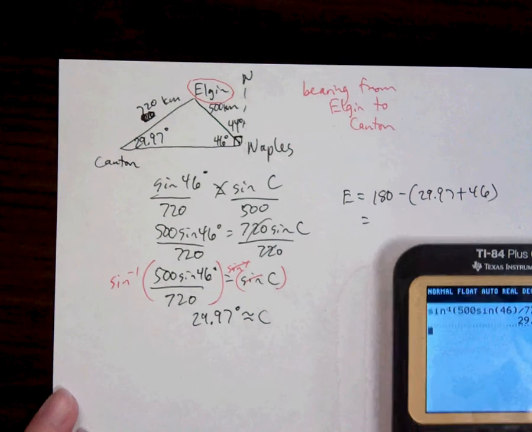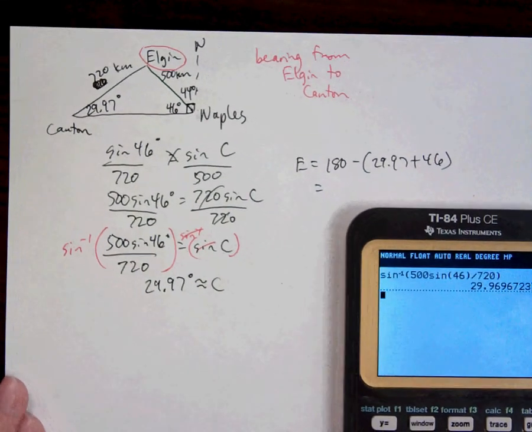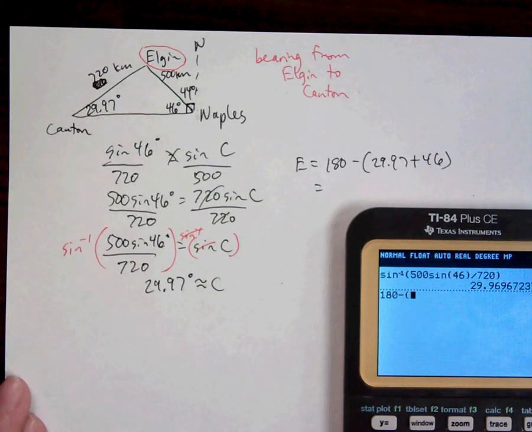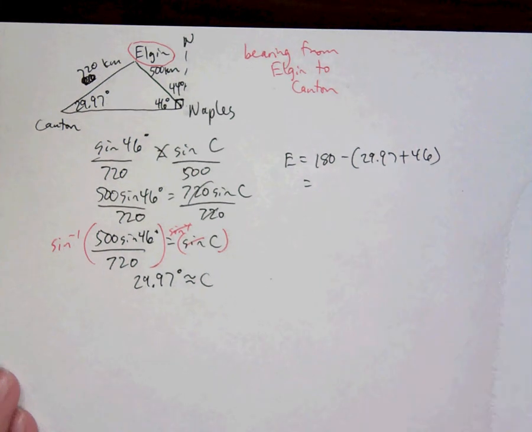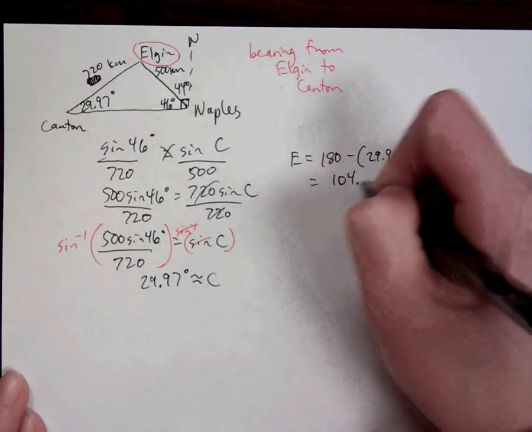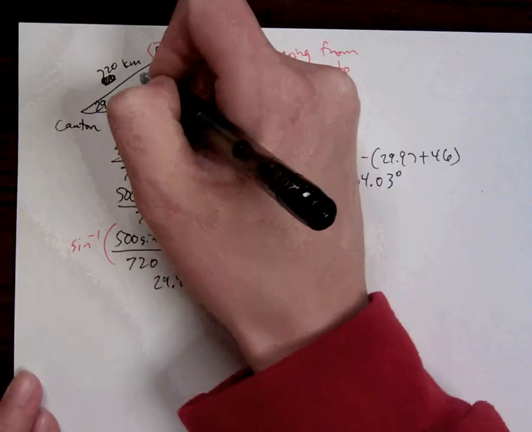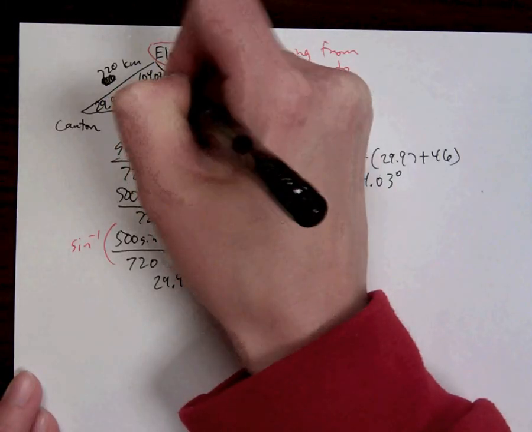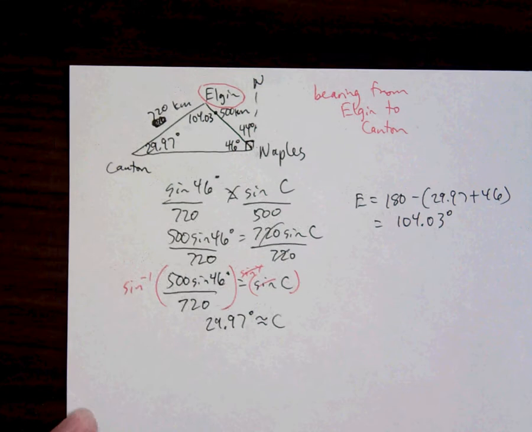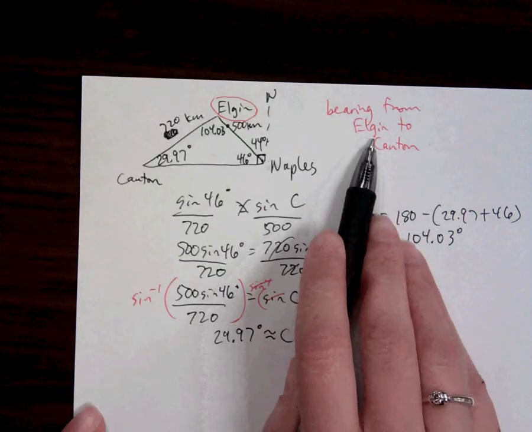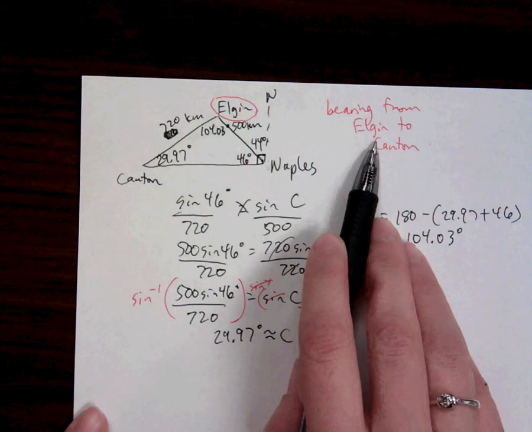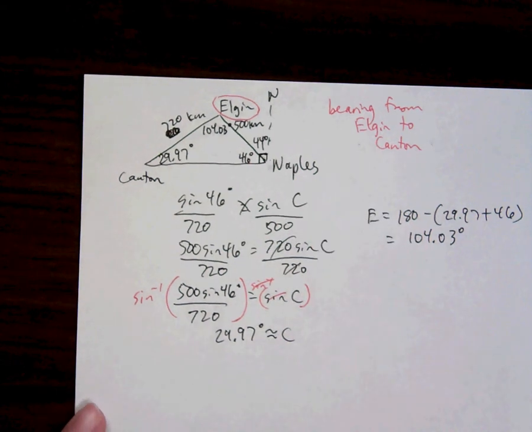So back to my calculator. 180 minus. So 104.03 degrees. So we've done a pretty good job here, but we still haven't quite answered the question. They didn't ask for the angle between the two lines here. Remember, the question asked for the bearing from Elgin to Canton. So here's where maybe it's a little bit tricky to think about.